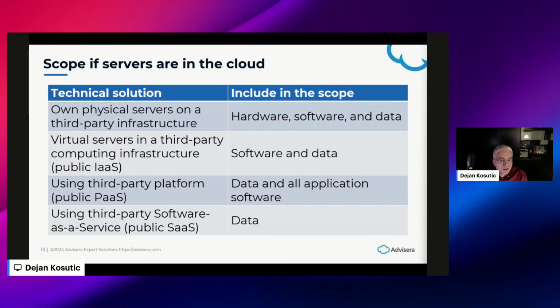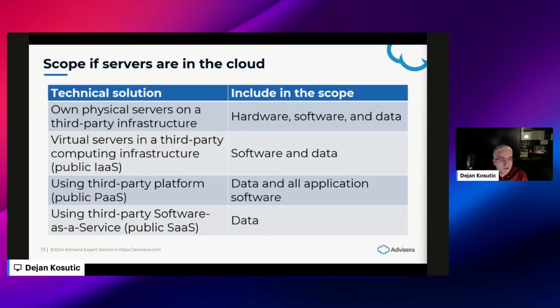If you have a virtual server in a third-party computing infrastructure, then you control only the software and data, but you are not controlling the hardware. The hardware in this case is controlled by the cloud company. So in this case, you include in the scope only software and data.